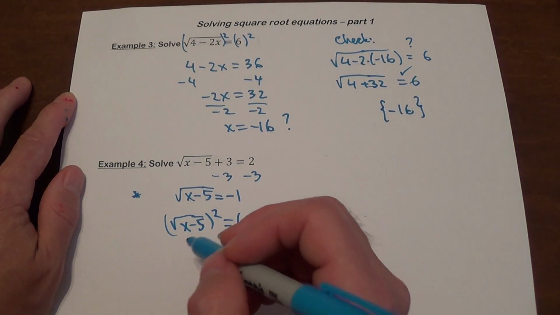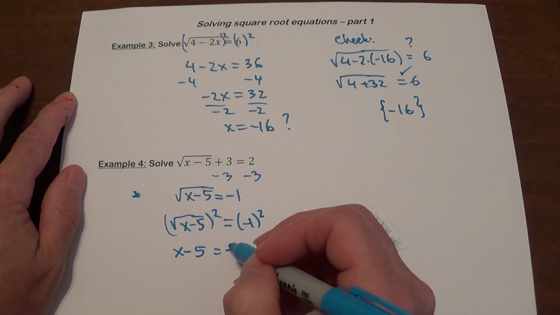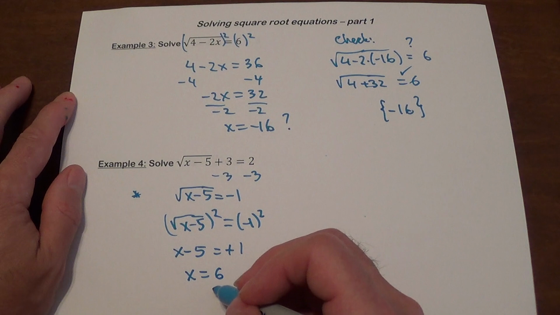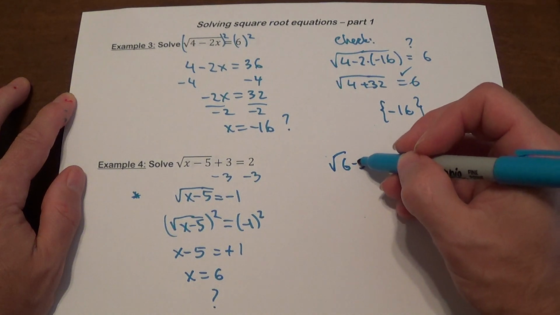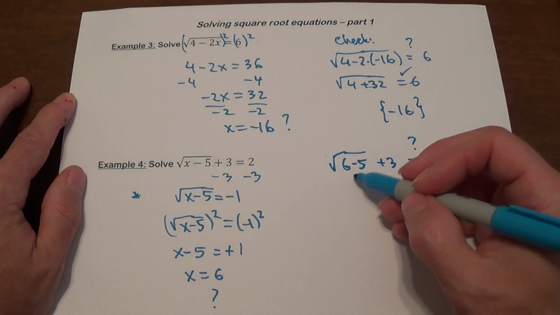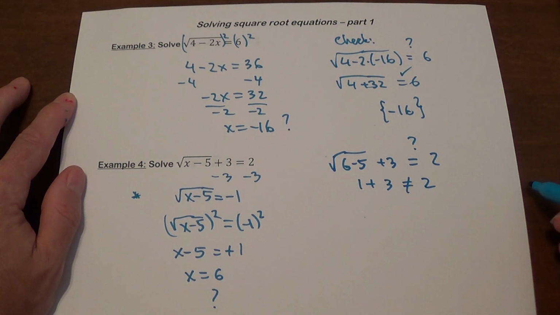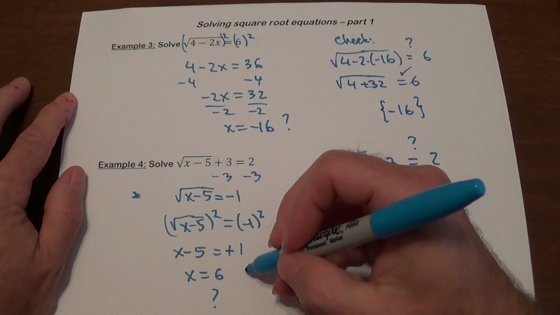Square root of x minus 5 squared gives us x minus 5. This side is going to give us negative 1. I'm sorry, positive 1, because you square negative 1 is positive 1. X equals, you add 5 to both sides, x equals 6. Let's check in the original equation. So the square root of 6 minus 5 plus 3, does that equal 2? 6 minus 5 is 1. Square root of 1 is 3. Doesn't sound right. So this value that we got, 6, does not actually work in the original equation. And we're going to have to reject it since it's the only number. This is what we call an extraneous solution.